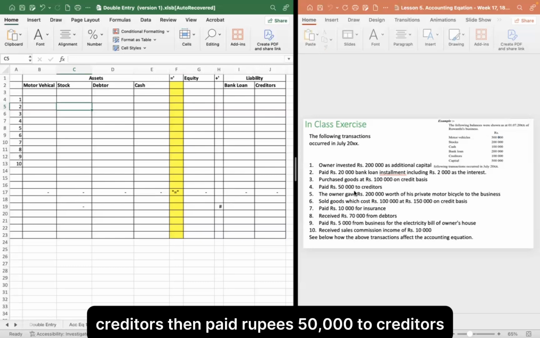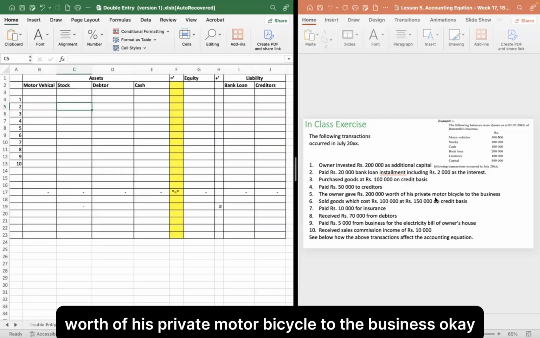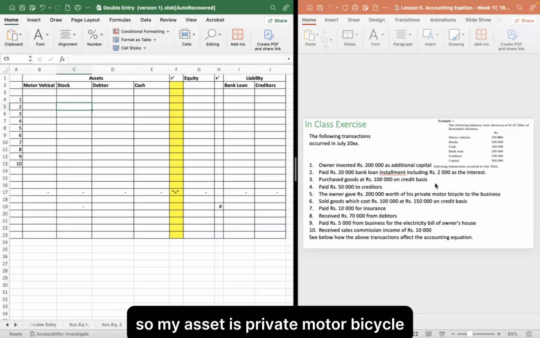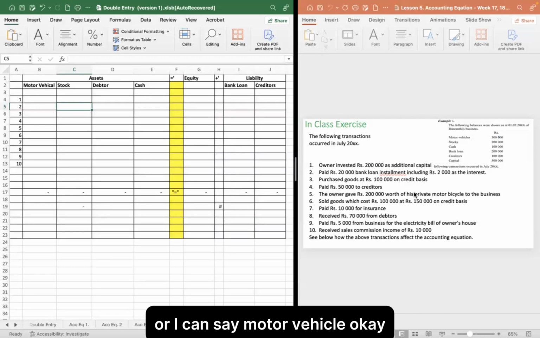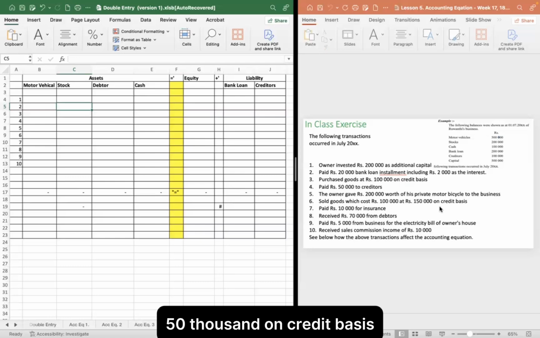Then paid rupees 50,000 to creditors. So creditors here, cash here. Owner gave rupees 200,000 worth of his private motor bicycle to the business. Here it speaks about a private motor bicycle, so my asset is private motor bicycle, or I can say motor vehicle. Then sold goods which cost rupees 100,000 at 150,000 on credit basis.